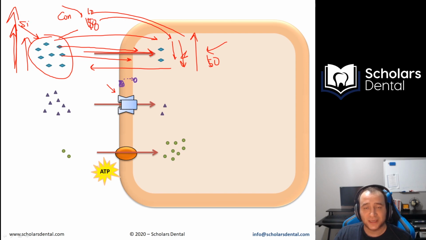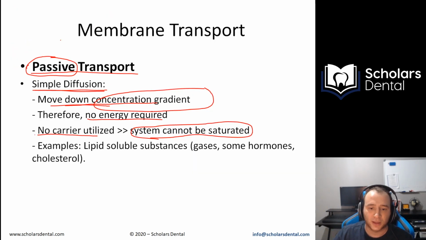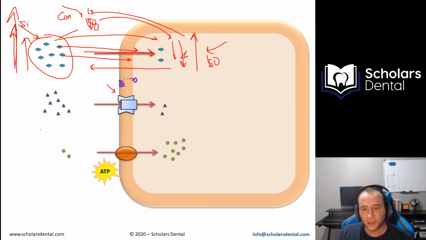So, for example, if the chemical is toxic, it could really harm or even kill someone, because there's no limit to how much could enter the cell. As long as you're giving more, it's going to keep entering. There's no saturation. Examples of this are lipid soluble substances like gases and some lipid hormones, such as cholesterol, so fatty substances. Gases are considered somewhat lipid soluble. They could pass through membranes.